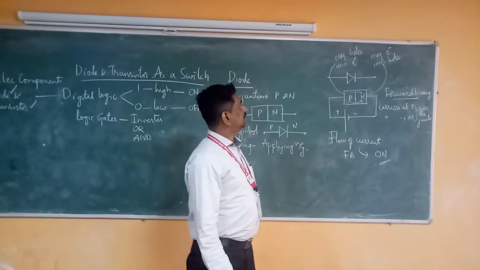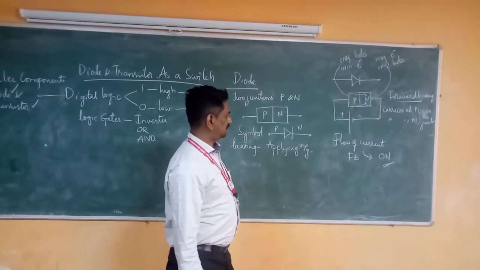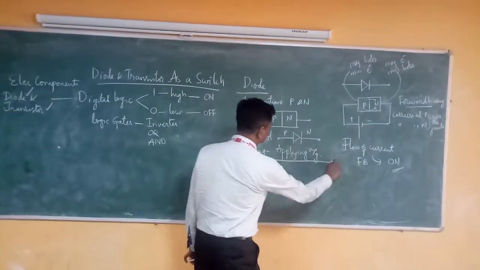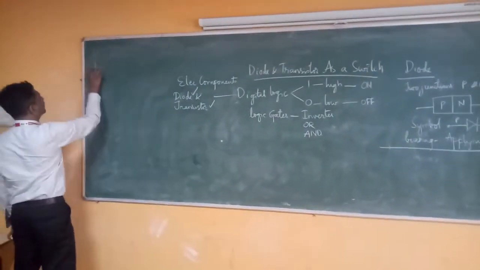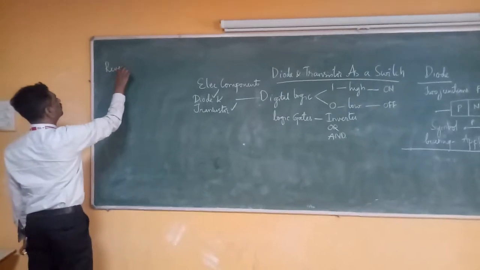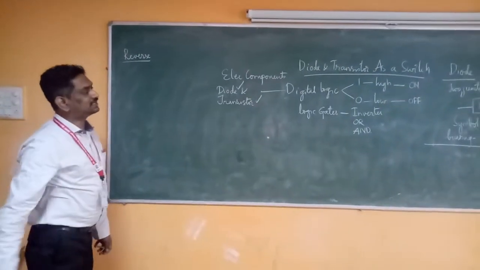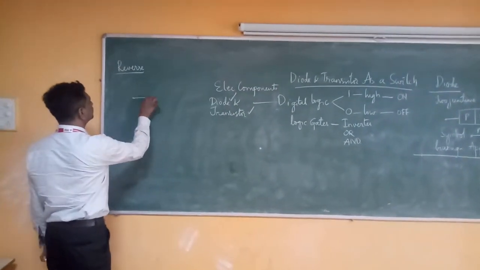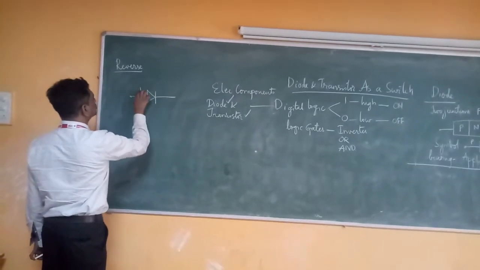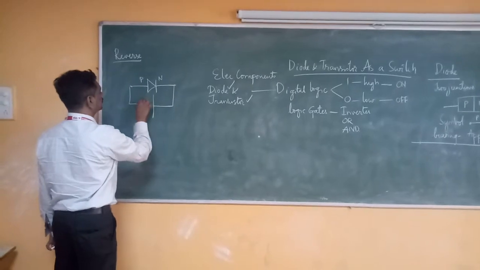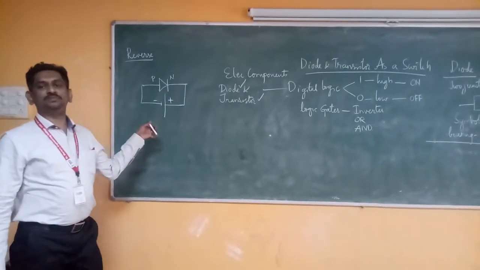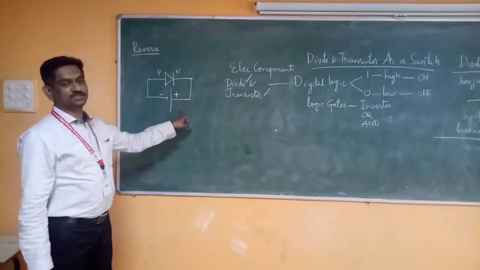Next thing, during reverse bias. So reverse bias, here I just show like this. Here I will just interchange the terminals. So this has P and this has N. This is the negative terminal, this is the positive terminal.